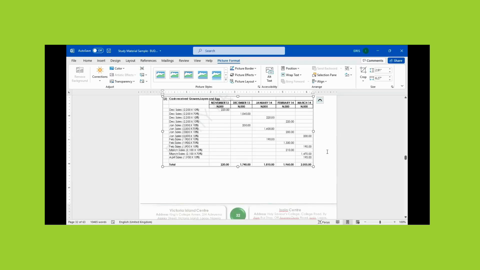So February sales is 1.9. 10% of February sales will be received in which month? Advance payment, in January. So 10% of February sales will be received in January. Do you agree with me? Yes. So 10% of 1.9 will be received in January. That is 190,000. Can we all see that? Yes.